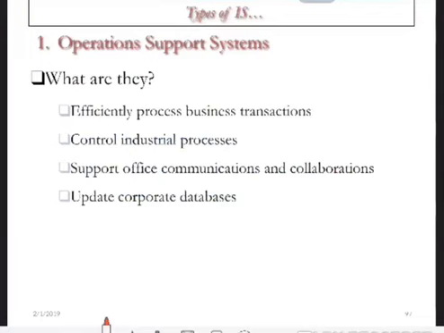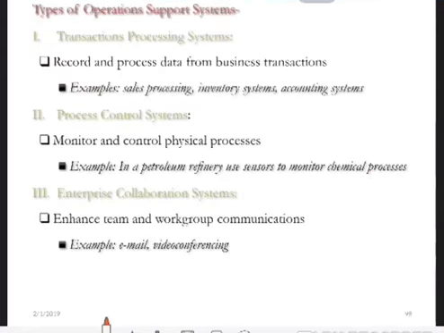The first one is operation support system, and such operation support system efficiently processes business transactions, controls industrial process systems, supports office communications and collaborations, and updates the corporate database. So we can use it for such purposes. Types, for example: first we have TPS or transaction processing system.